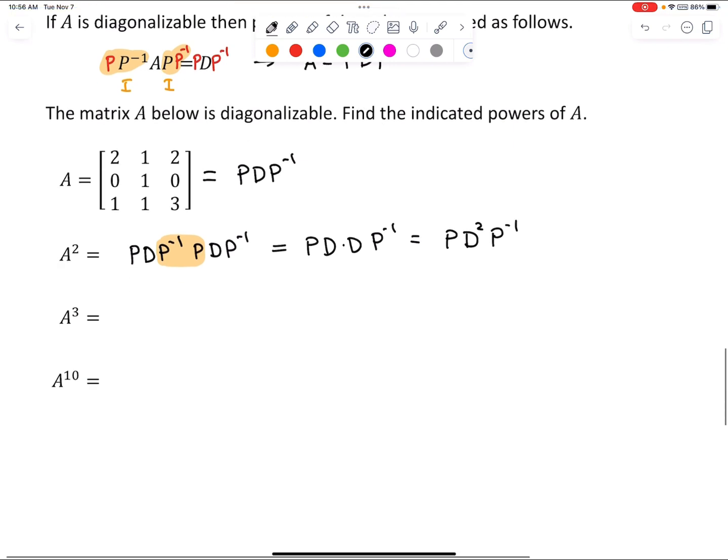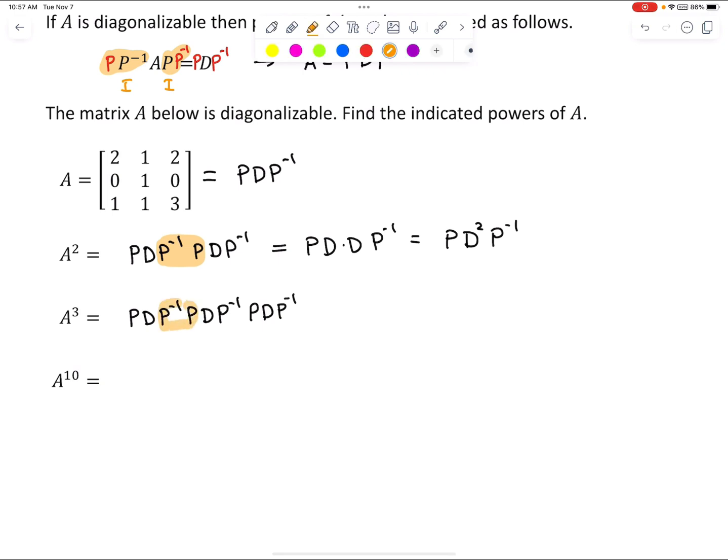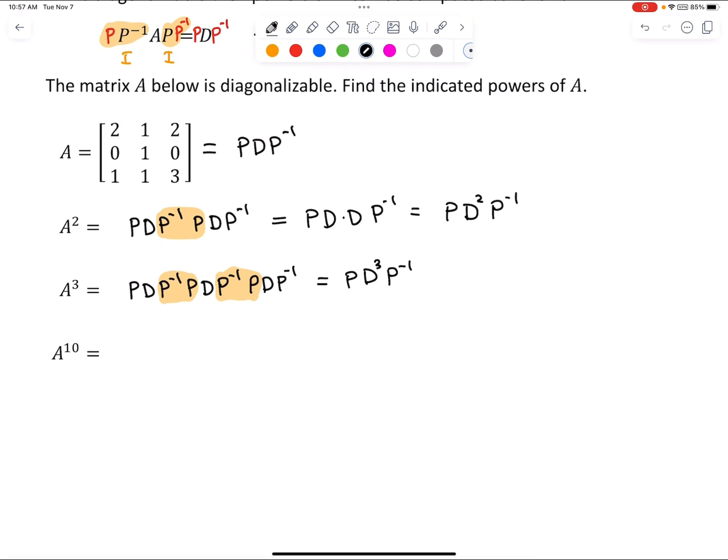And watch what happens when I try to do A cubed. So here's the matrix A written 3 times. We have P, D, P inverse written 3 times. And we have several instances of P multiplied with P inverse, so we get the identity matrix twice in here. So in the end, this winds up just being the matrix P times D times D times D, or D cubed, times the inverse of the matrix P. So we can see a generalization occurring here. If A is diagonalizable and I want to find a high power of A, then A to the 10 will be the matrix P times the diagonal matrix D raised to the 10, and then times the inverse of the matrix P.